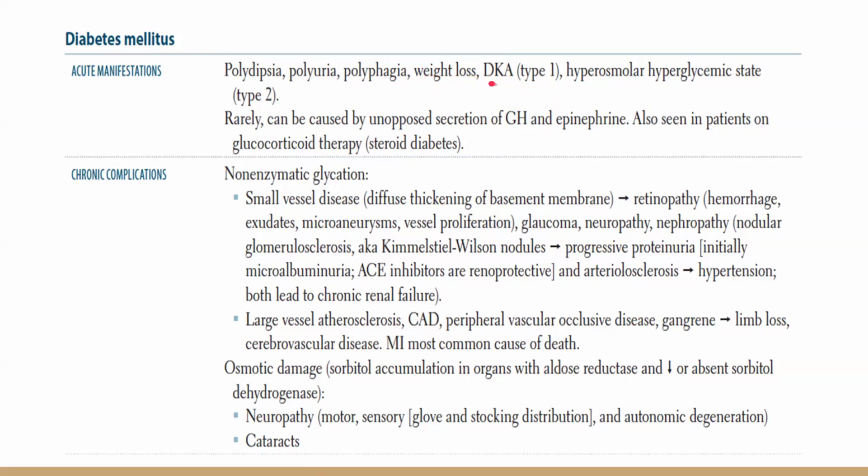Diabetic ketoacidosis, which is a severe manifestation of type 1 diabetes mellitus, because you have ketones in the blood. That's the osmolar respiration and everything. Hyperosmolar hyperglycemic state is more associated with type 2.